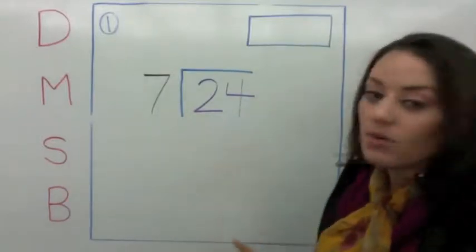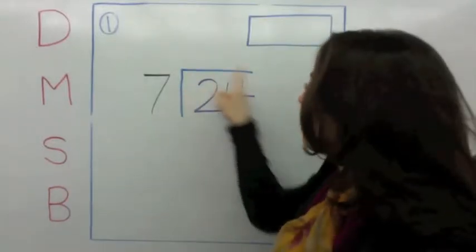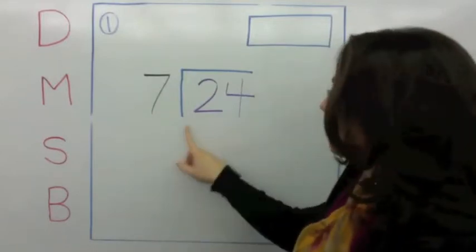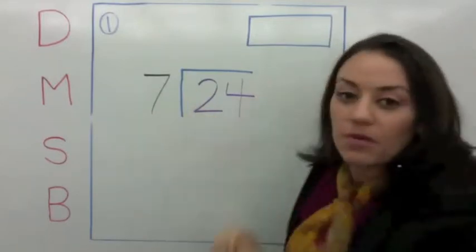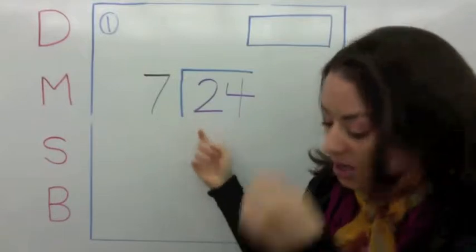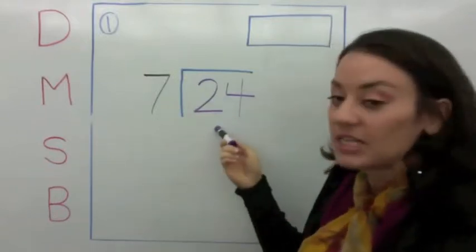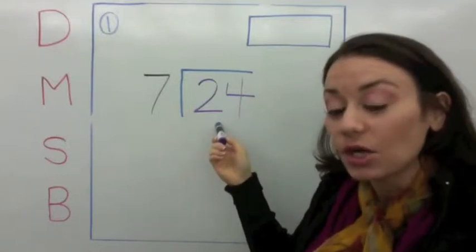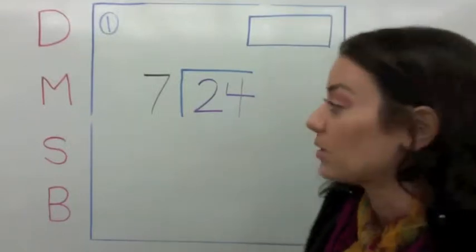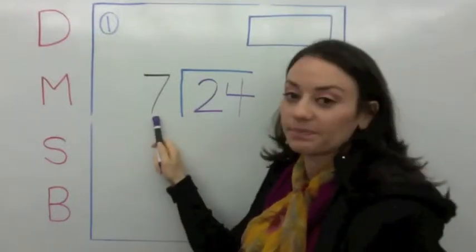So when you have a number under the box, this number is typically the bigger number, okay, 24. What is this number called? It starts with a D. It is called a dividend. We're going to break 24 into equal groups of 7.